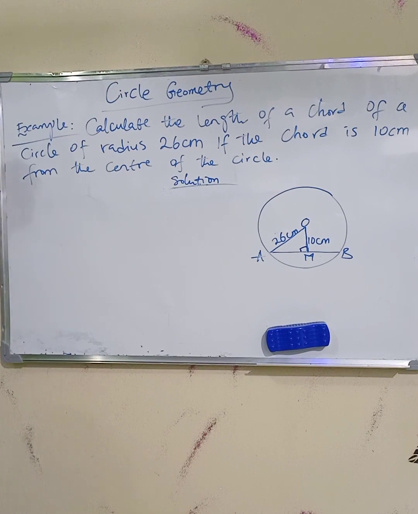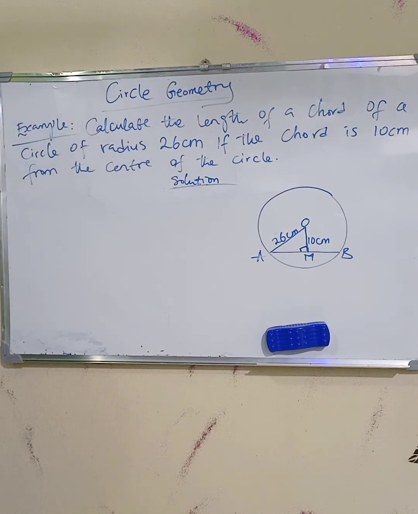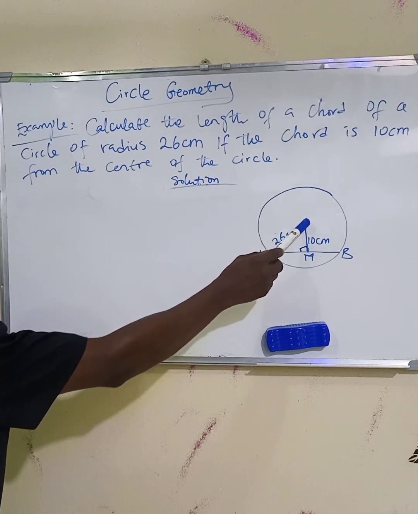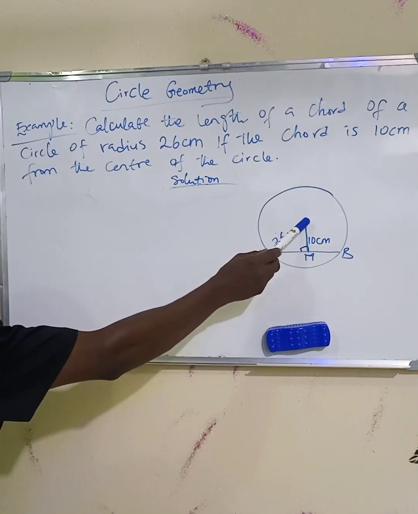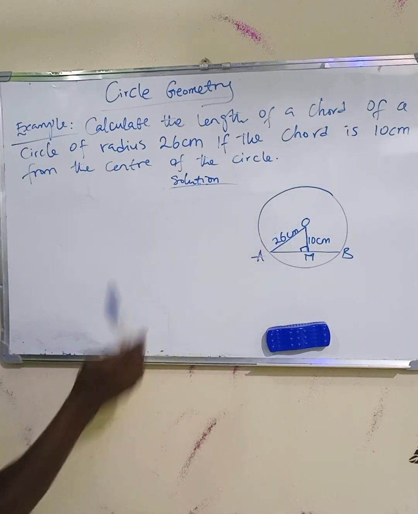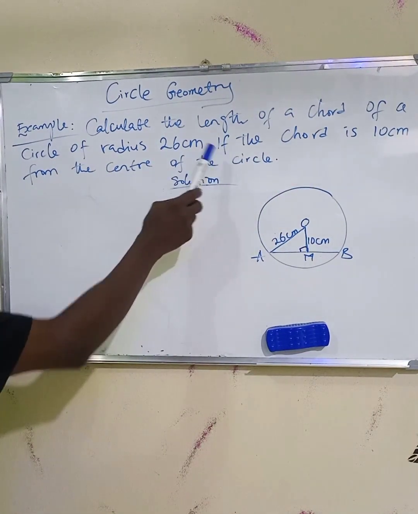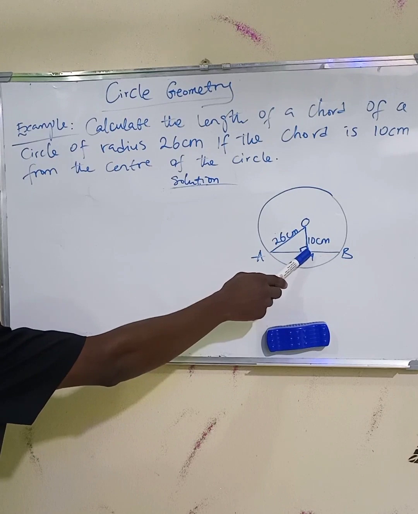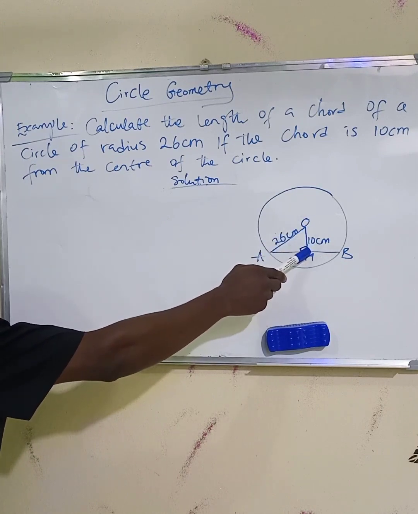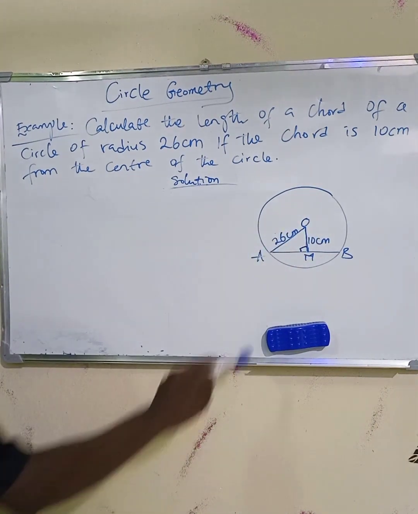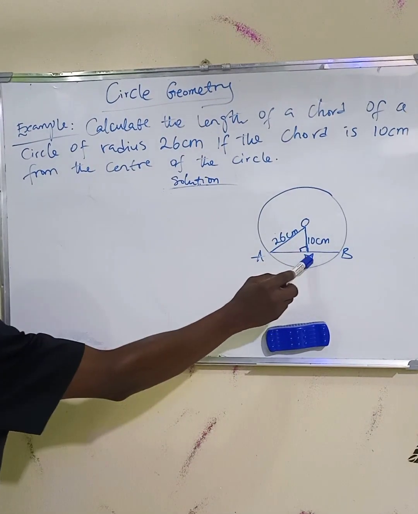Okay, so let's proceed. Now, they said the radius of the circle is 26 cm. The radius is the line that cuts from the center of the circle to one part of the circumference. So that is the distance OA, and it is 26 centimeters. If the chord is 10 cm from the center of the circle, now this is the chord, and this is the center of the circle O. The distance between the center of the circle to the chord is 10 cm. That's this 10 cm. Don't forget, our M is the midpoint of the chord. The midpoint of AB is M.